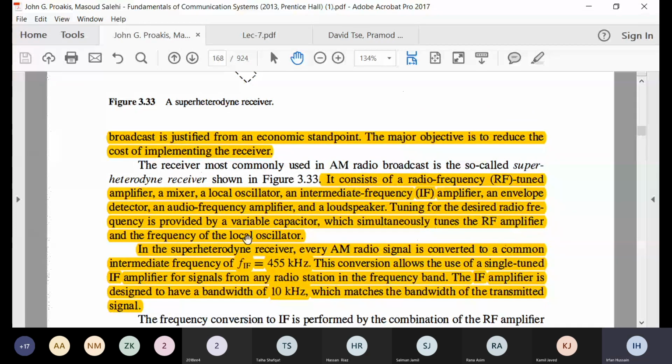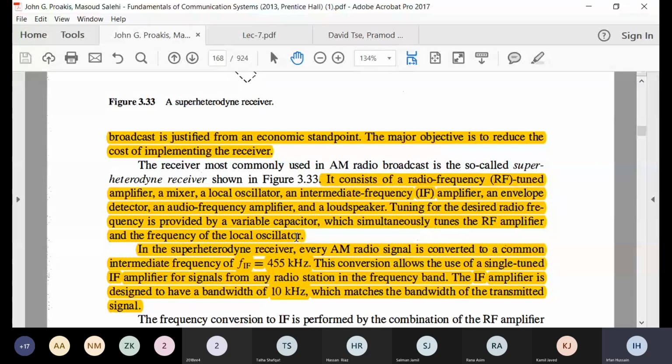So we all know we have a tuner. It is a variable capacitor which tunes the RF amplifier and the frequency of the local oscillator to the desired radio station. This can also be done digitally; nowadays you can have this digital tuning.